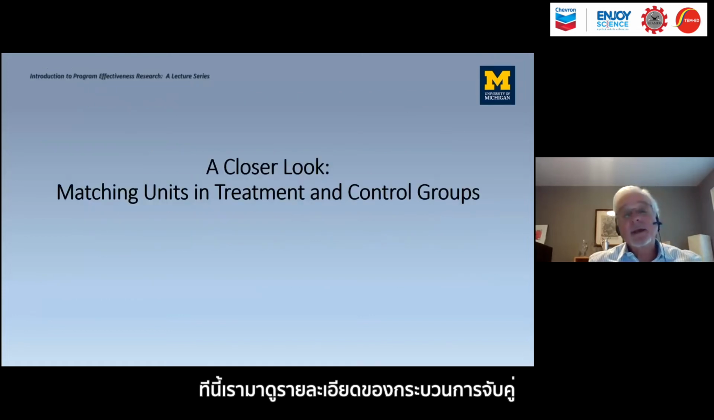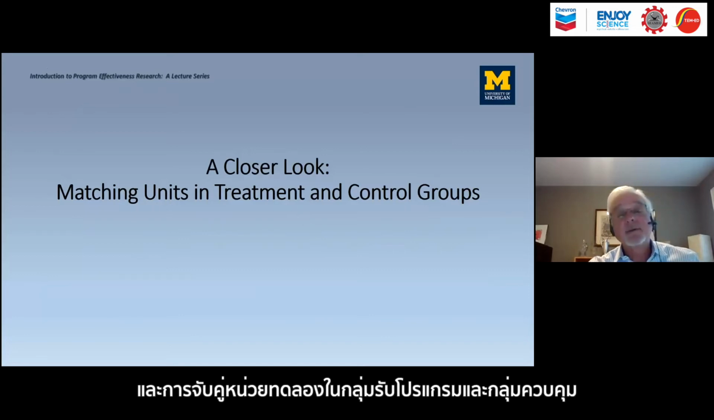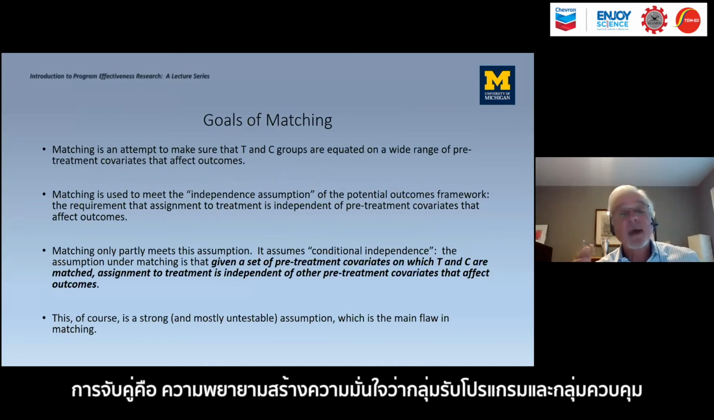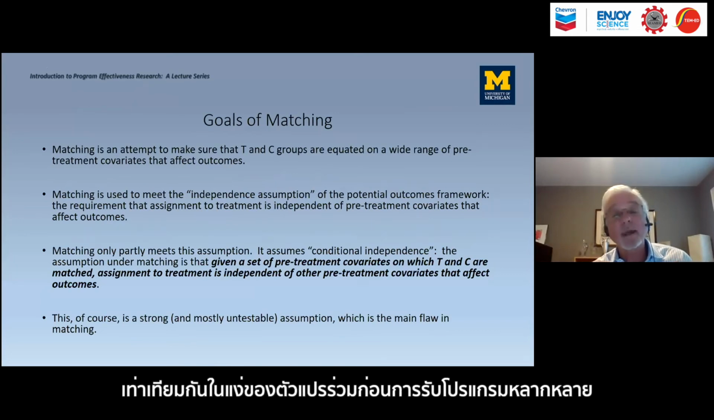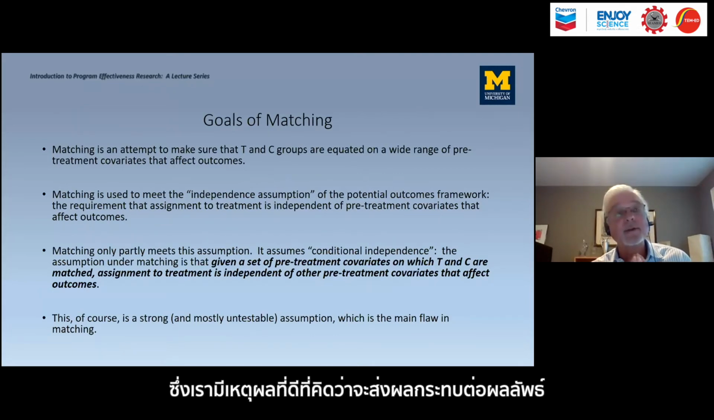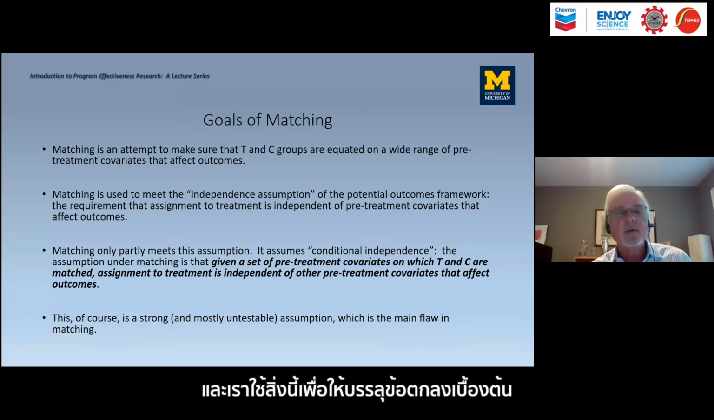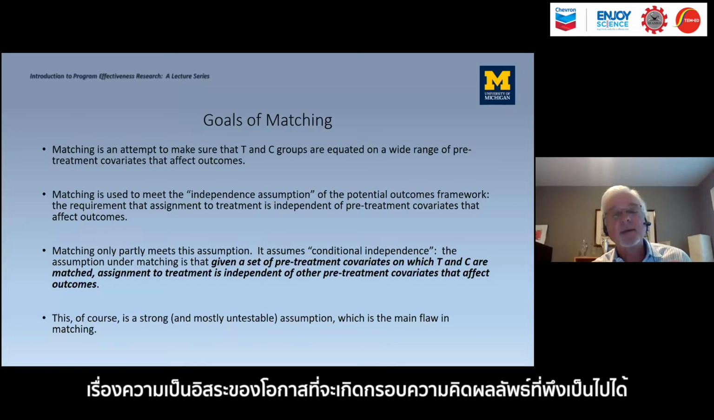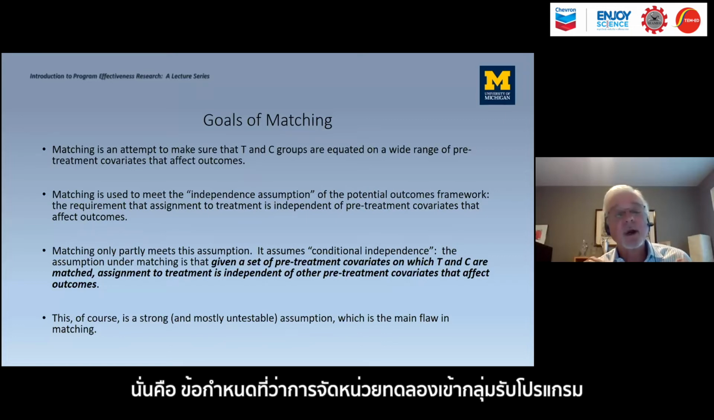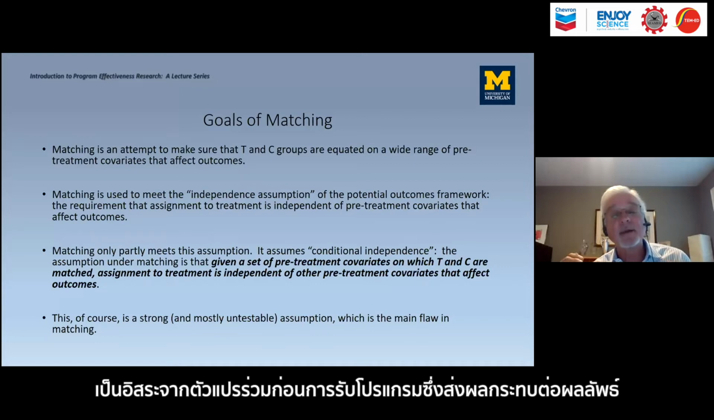Now let's take a closer look at matching processes and matching units in treatment and control groups. So matching is an attempt to make sure that the treatment and control groups are equated on a wide range of pre-treatment covariates that we have good reason to think affect outcomes. And we use that to meet the independence assumption of the potential outcomes framework. That's the requirement that assignment to treatment is independent of pre-treatment covariates that affect outcomes.